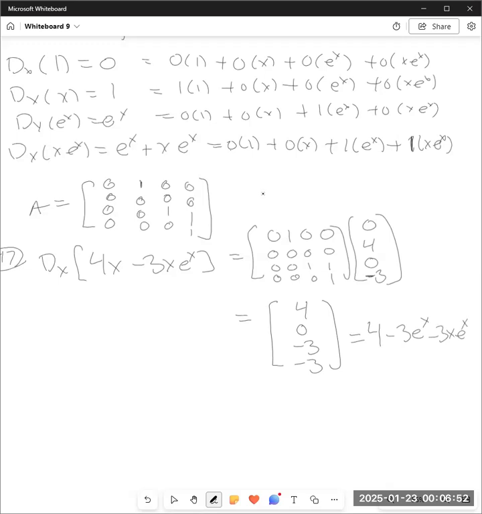Now, if you actually differentiated this using the different rules here, the derivative of 4x is 4, the derivative of negative 3x e to the x is negative 3 e to the x minus 3x e to the x, and you would get that as the total derivative, but this is how it was done with matrices, and this is most likely the way that your computer algebra system or a calculator that can compute derivatives would be able to do this. It would probably use matrices to figure out the coefficients like that.